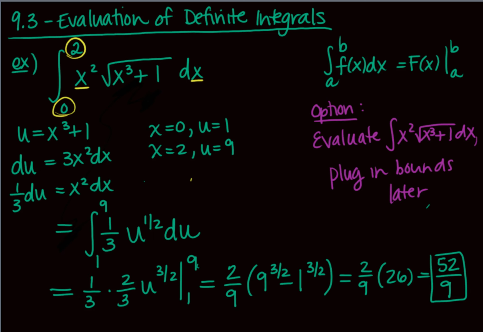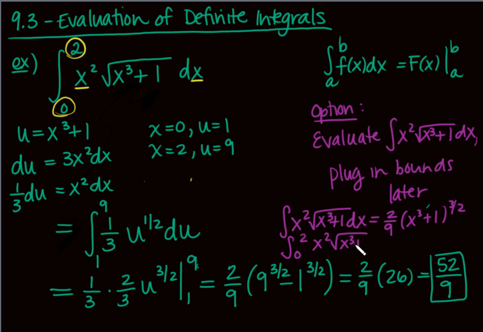Now again, the other way you could have done this, but you're going to have to be careful with your notation, is you could have said, I'm just going to find the antiderivative here. When you find that antiderivative, you're going to see it's 2/9 x cubed plus 1 to the 3/2. I'm not going to put a plus c because I know I'm evaluating a definite integral. Then you need to start a new line, and you go from 0 to 2. You rewrite what you're doing now.